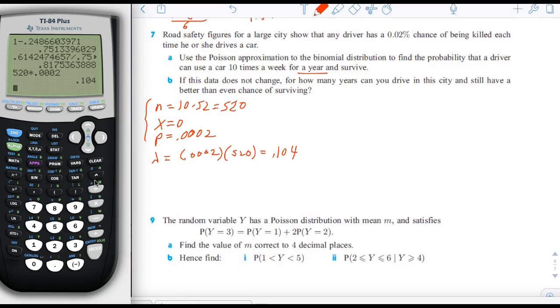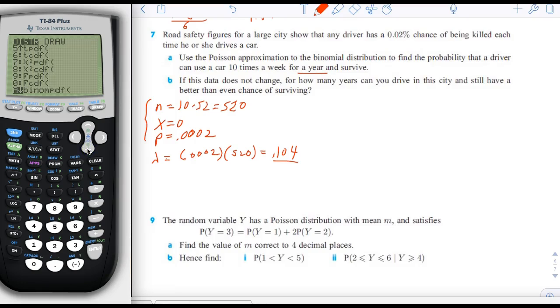Okay, and so we can use the Poisson distribution with lambda equals 0.104 to figure out what is the probability that you will not die during the year. Okay, and then you're like, well, where do I input the fact that it's 1 year? You don't have to, because your 0.104 is calculated based on 1 year. So it's already kind of in there.